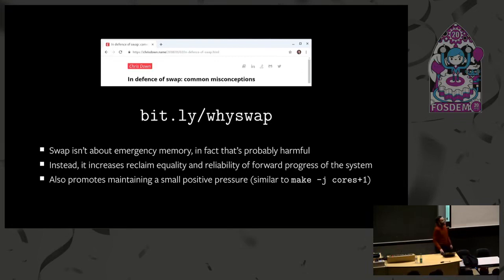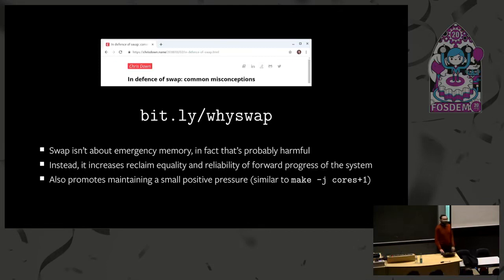Usually these discussions hinge on misunderstandings about what swap is actually for. Using swap is almost all about promoting positive memory pressure, using as much memory as possible, and it has absolutely nothing to do with being slower RAM or emergency memory, which is what people tend to codify it as.